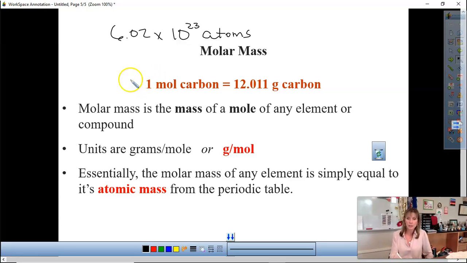Molar mass is not complicated. Molar mass is on your periodic table. Molar mass is the mass in 1 mole of any element. The unit is grams per mole, or g/mol. Mole is abbreviated mol. I know, all you do is knock off the E, but that's seriously the abbreviation. Essentially, the molar mass of any element is simply equal to its atomic mass on the periodic table. Let's take a look.